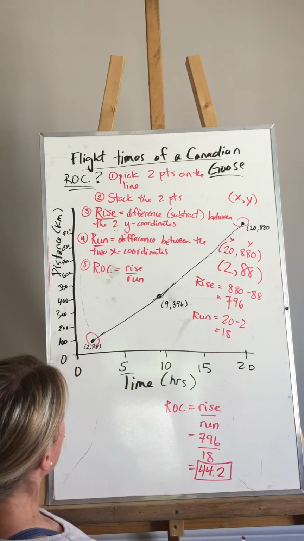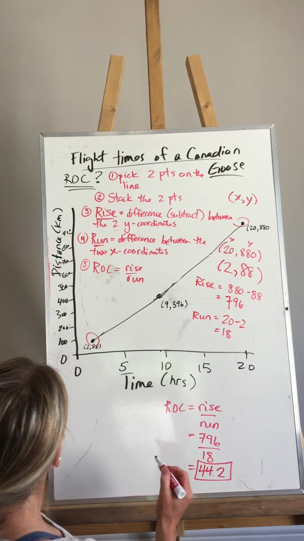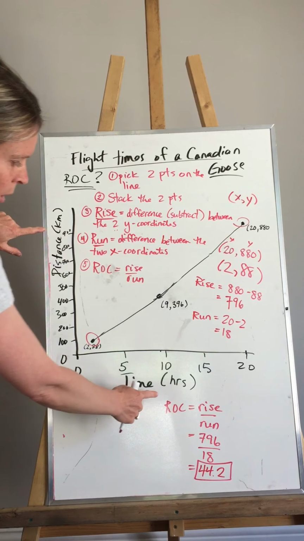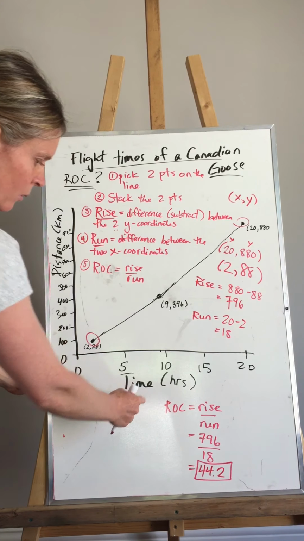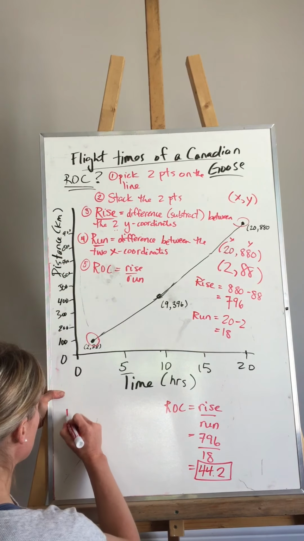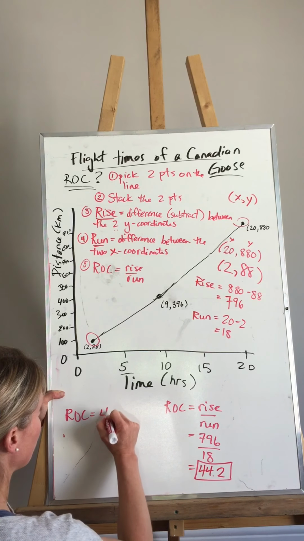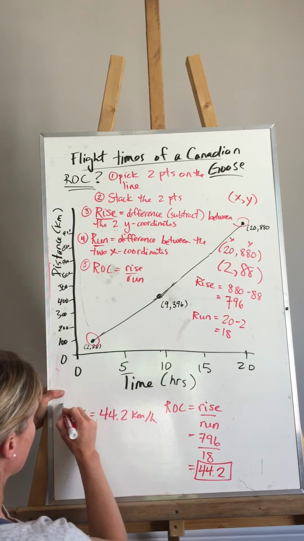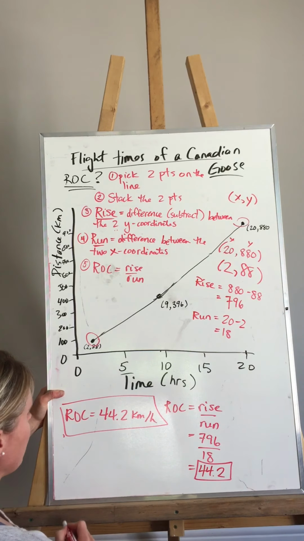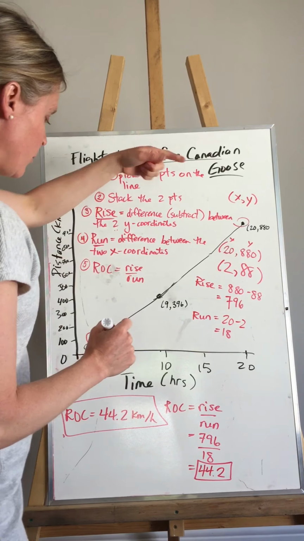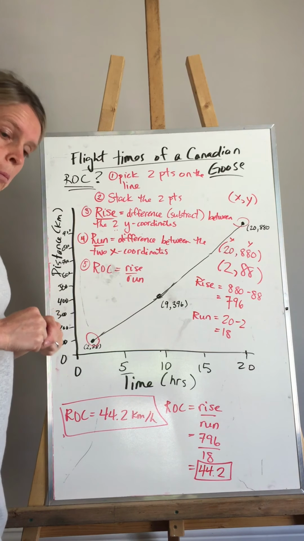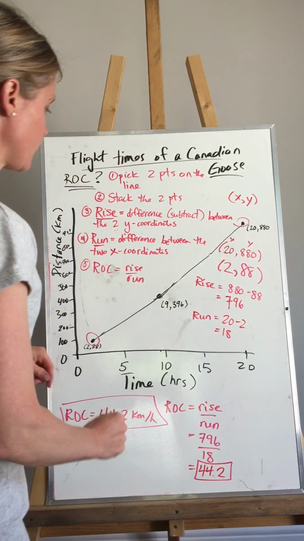And you say, okay, well, what is rate of change? Well, in this case, it's going to be the kilometers per hour. So the rate of change is equal to 44.2 kilometers per hour. So that is how fast this particular goose is traveling. 44.2 kilometers an hour. It's pretty fast.